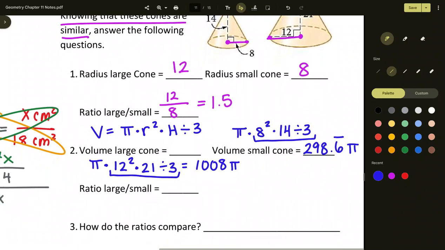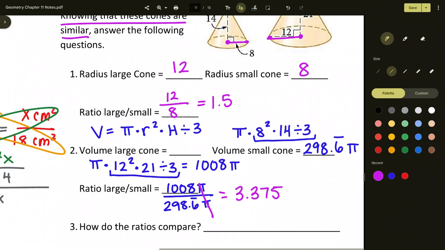So now when I compare a ratio of the large cone to the small cone, we would have 1008 pi divided by 298.6 repeating pi. Now because we have pi's in both of those, the pi's can cancel. Then I can type in my numbers, 1008 divided by 298.6 repeating, and to trick my calculator to do repeating, I put a lot of sixes in there on my calculator screen, and this comes out to 3.375. Now, I'm not really seeing a comparison between 1.5 and 3.375.